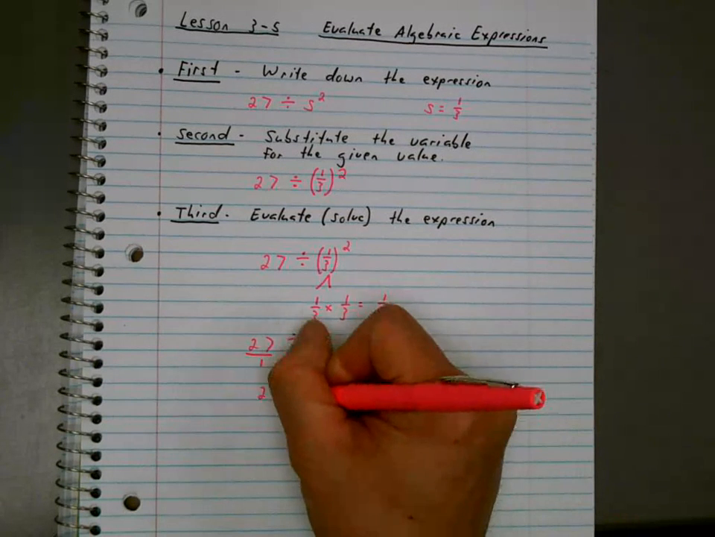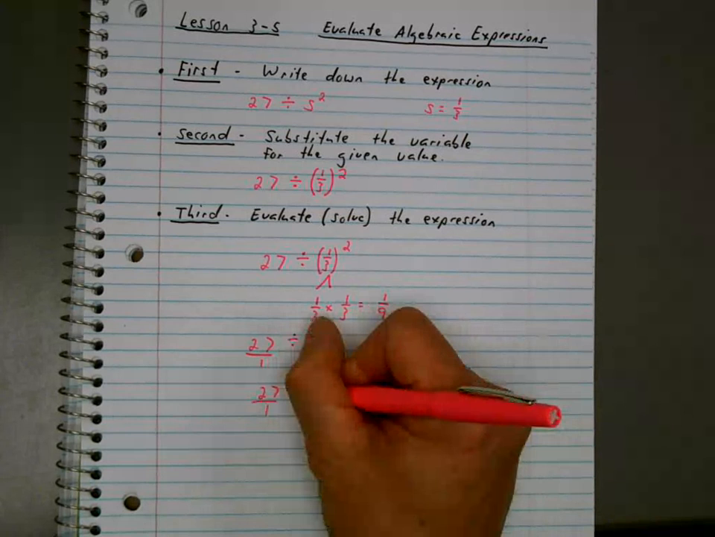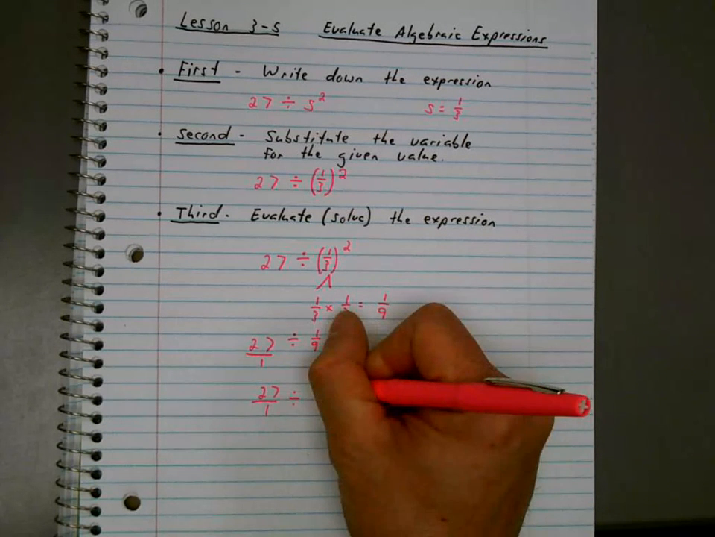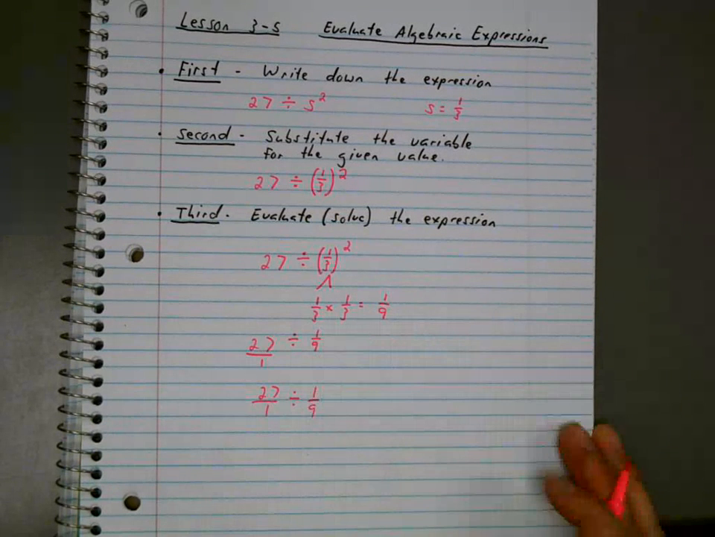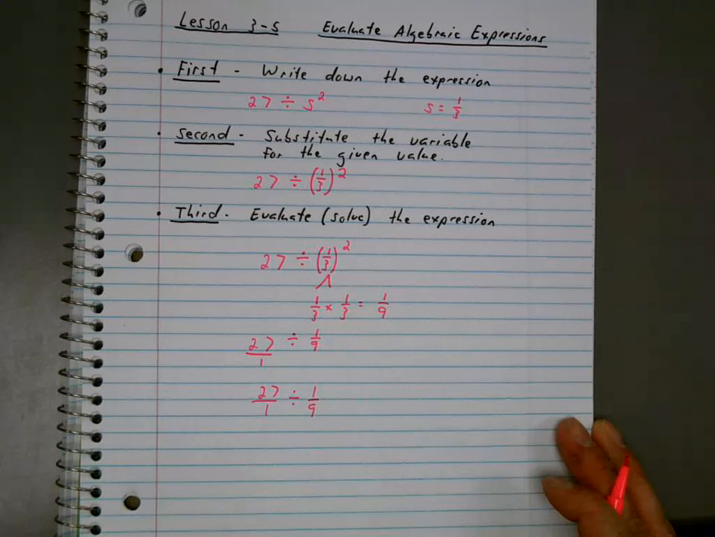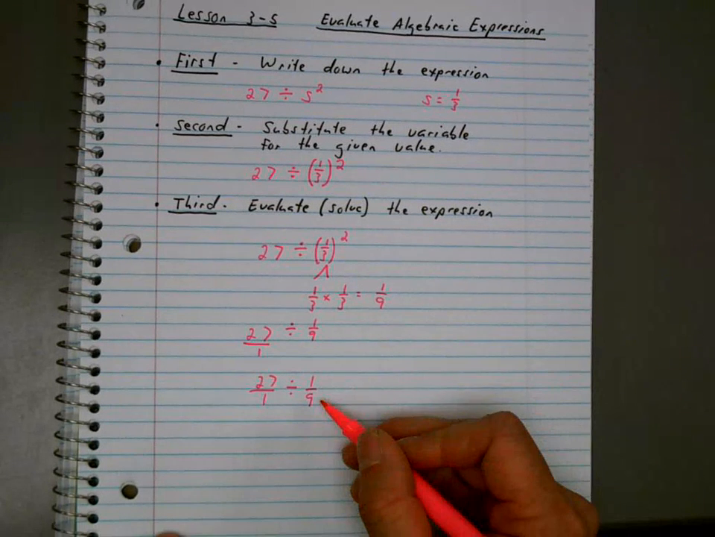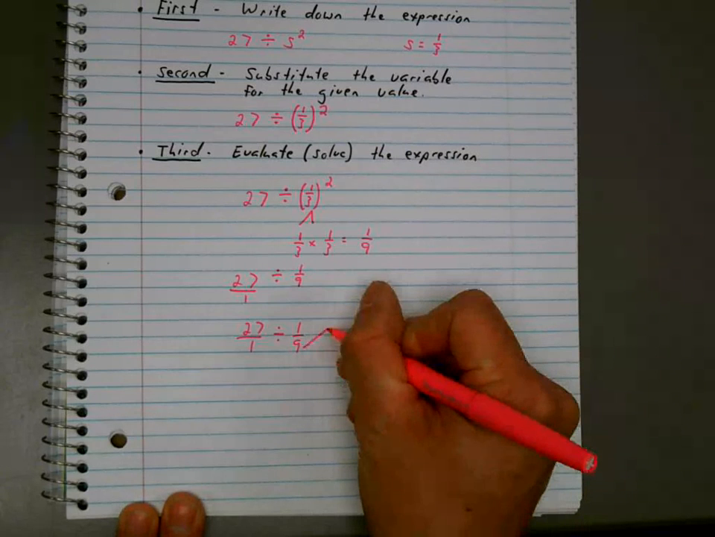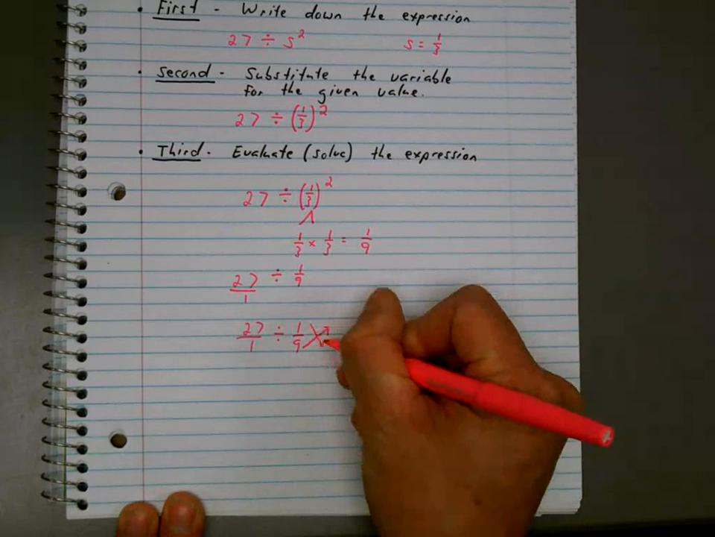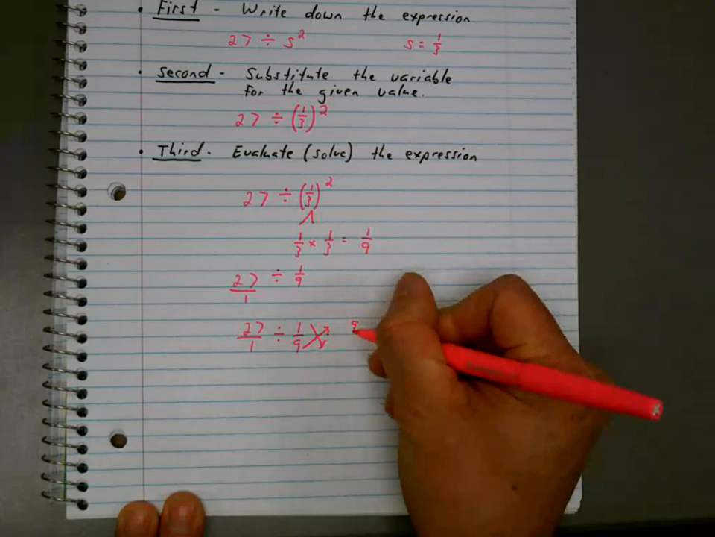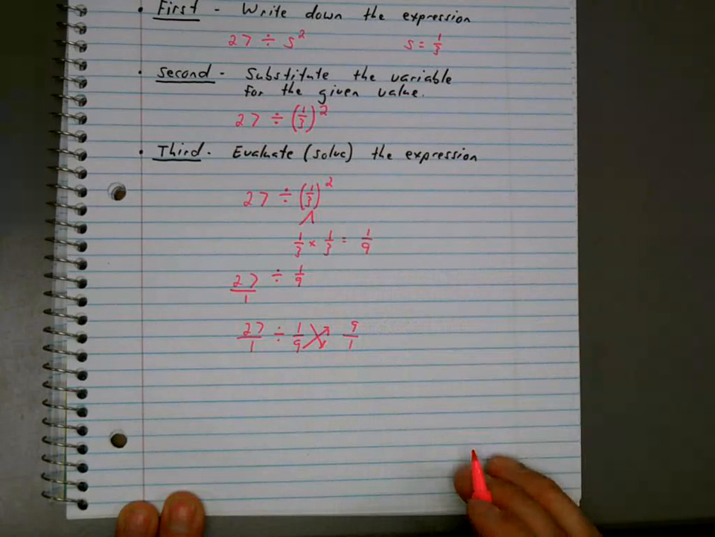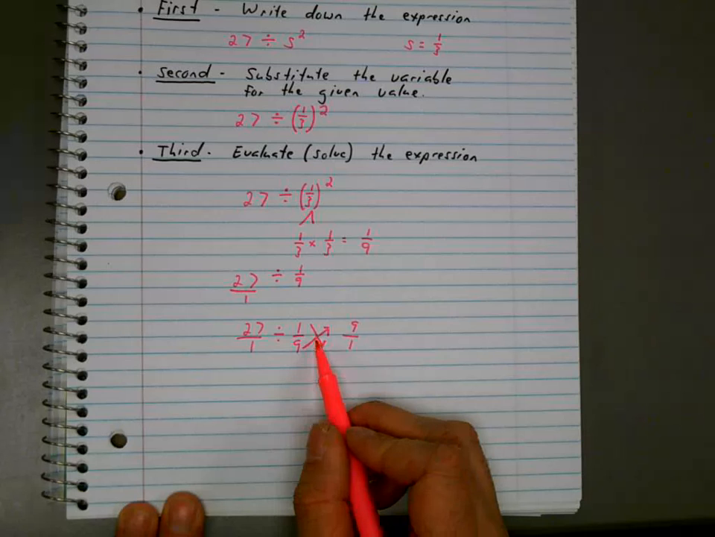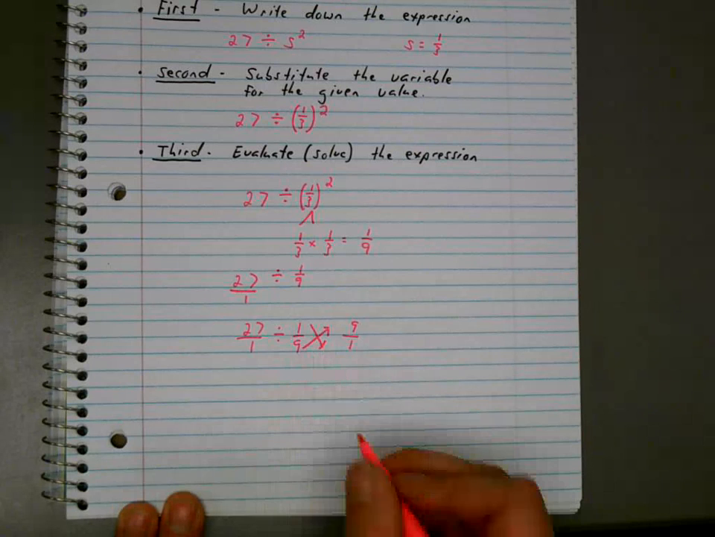So 27 over 1 divided by 1/9. Now the next thing I know is that there's no such thing as division with fractions, so I have to use a reciprocal. That is where I flip the second fraction. 9 goes up to the top, 1 goes down to the bottom.